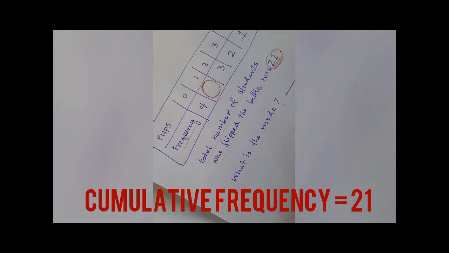You have to read carefully. Remember, striving for accuracy. And you have to look at the clues. There's one clue that was given. It says, the total number of students who flipped the bottle was 21. So that means there was a total of 21 values.